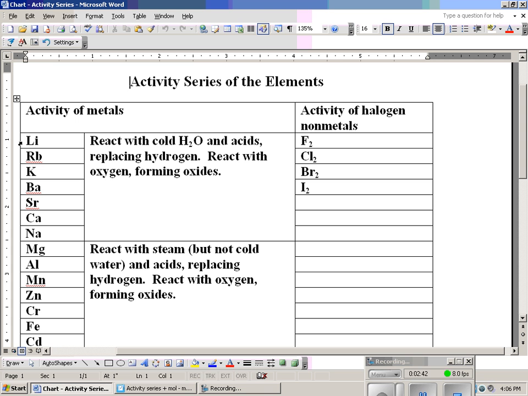Any one of these elements, lithium, rubidium, calcium, barium, and so on, all the way down to sodium, if they are combined with cold water, you're going to get a reaction, or with acids, and in either case they will replace the hydrogen. They'll also react with oxygen, forming oxides. In other words, they'll bond to the oxygen. The same thing would happen over here. If we took chlorine and combined it with cold water, what would happen is the chlorine would replace the hydrogen, and you'd have chlorine bonded to oxygen, and then you'd have hydrogen gas.